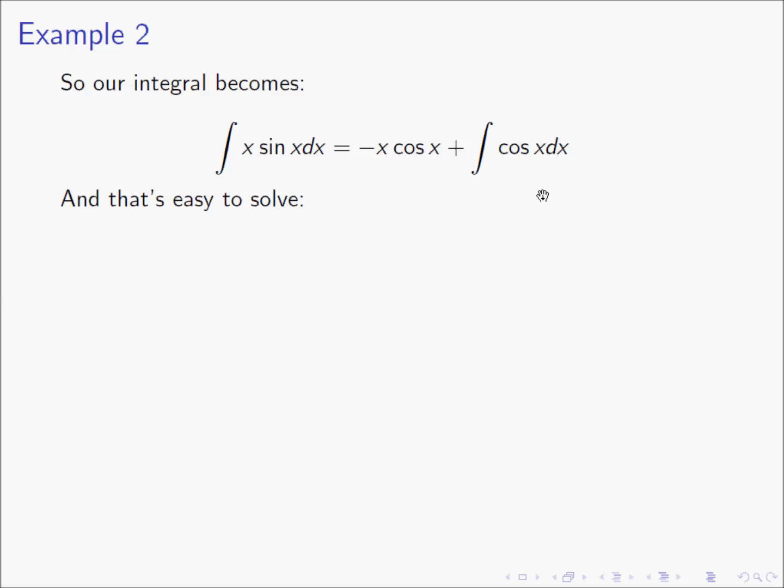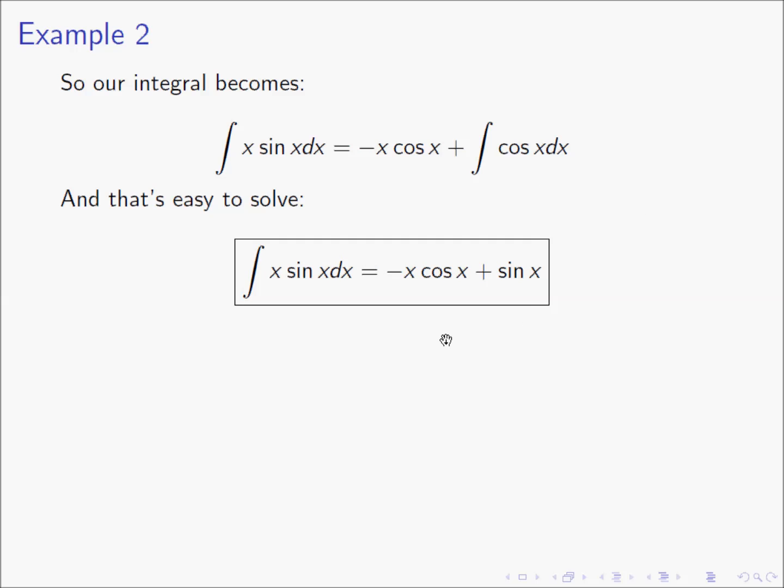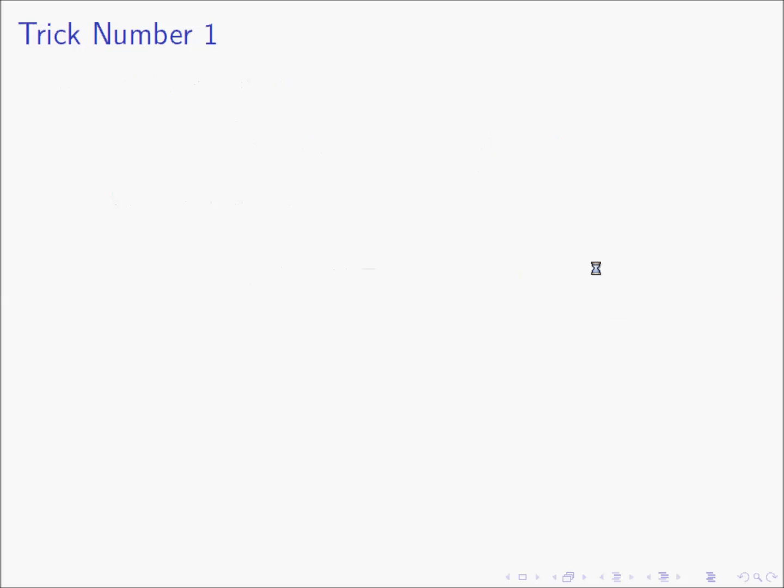But the integral of cosine of x is very easy to solve. Where is the integral of cosine of x? It is sine of x, because the derivative of sine of x is cosine of x. So this is the answer. This is another example where we simply need to select the functions u of x, v prime of x, and then apply the formula.